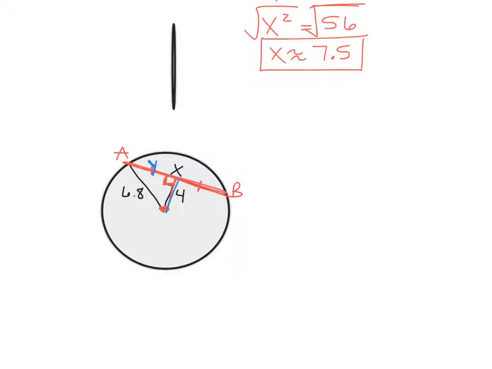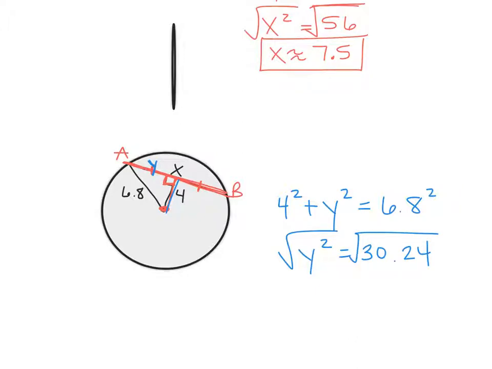So this would be 4 squared plus y squared equals 6.8 squared. And then you simplify that. So you get 6.8 squared minus 4 squared. So y squared equals 30.24. And then you're going to square root that. And you get about 5.499. Okay. So that's your y, but we want x.